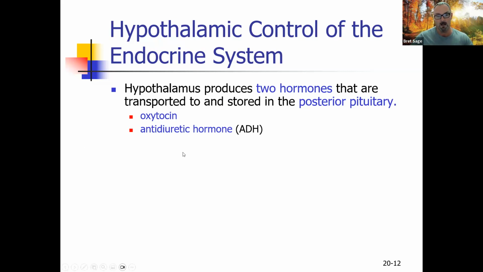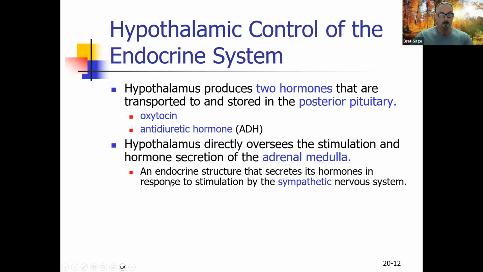Oxytocin, which is involved in childbirth, ADH, antidiuretic hormone, which is involved in water balance. The hypothalamus directly oversees the stimulation and hormone secretion of the adrenal medulla, which is the center of your adrenal glands, or suprarenal glands is the words I was looking for. The glands that sit right on top of your kidneys. It's an endocrine structure that secretes its hormones in response to stimulation by the sympathetic nervous system. This would be stimulated if you're in a fight or flight situation, if you feel like your life is threatened.